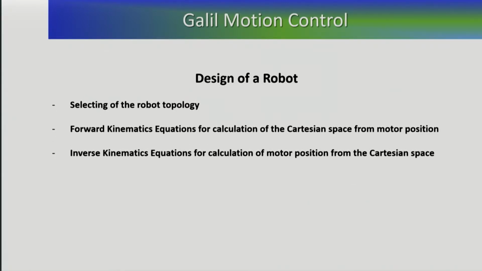So the very first thing is, based on your application requirement, you have to say what topology is going to be the right one. And there are trade-offs, so we select the topology. Once the topology is selected, then you go through and do the forward kinematics and inverse kinematics. These equations are important because they allow you to transfer from your three-dimensional Cartesian space into the motor space and from motor space back into the three-dimensional Cartesian space.